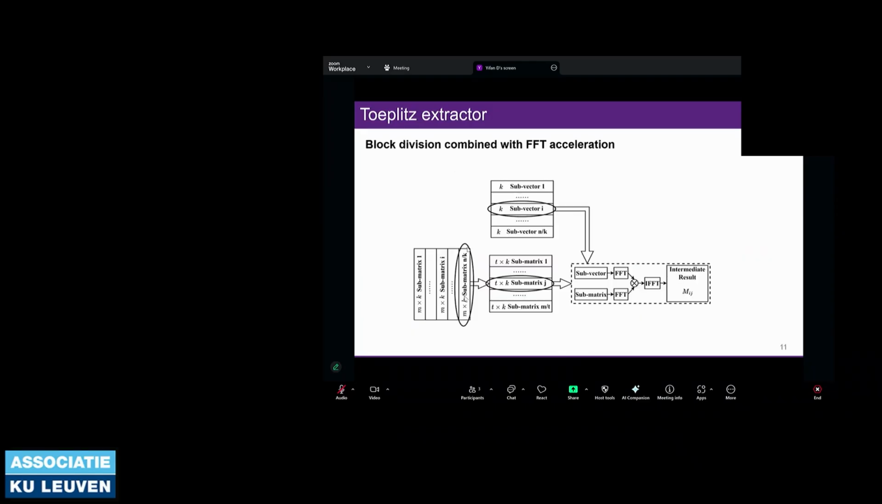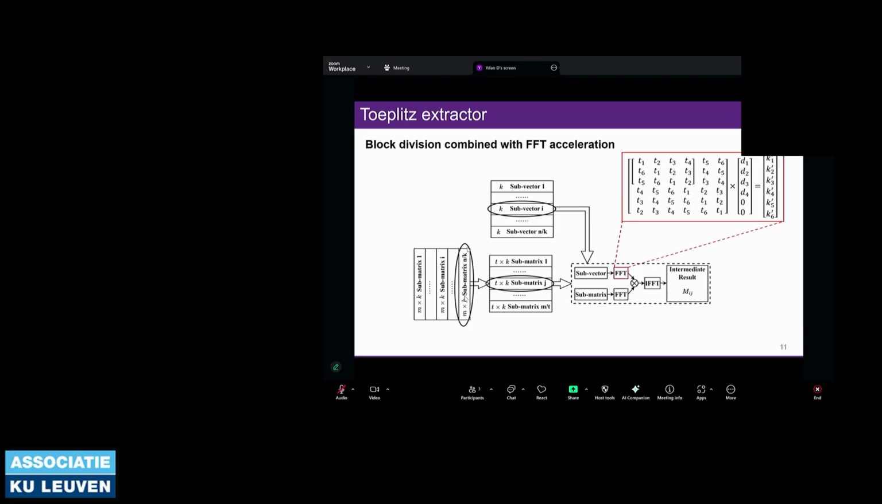To perform this large matrix multiplication efficiently in hardware, we use block division combined with FFT acceleration. We divide the large Toeplitz matrix into small submatrices by rows and columns, and chunk the input vector in the same proportion. We just need to multiply a k by 1 subvector by a t by k submatrix each time. Then we can use FFT to accelerate this multiplication. Finally, we join and accumulate all the intermediate results to get the output.